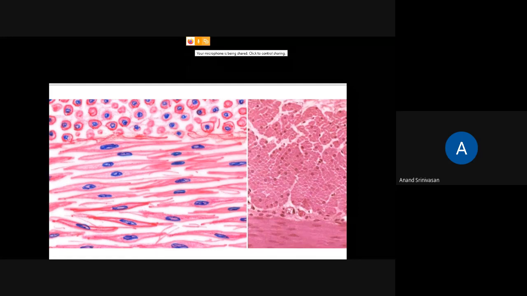Any doubts until now? Smooth muscle does not have any striations. There are no lines. If you look under the microscope, you cannot see any lines in there.